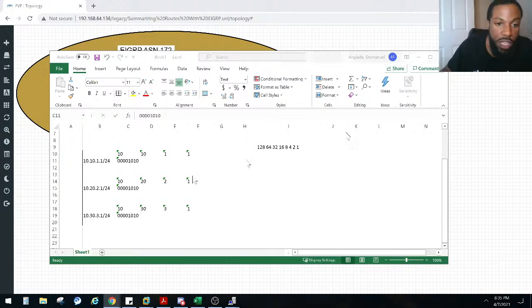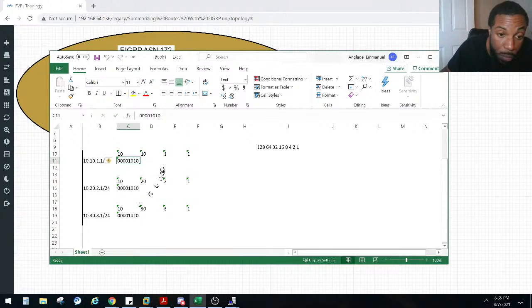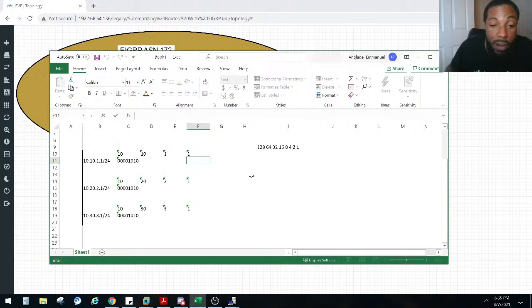Okay, so we got those 10s, right? That's converted into binary. Now we have to take these numbers and convert them into binary: the third octet, and then that last one. 1 is easy. It's all 0s and a 1, right? Because this is going to be a 0, a 0, 0, 0, 0, all the way till we get to the 1, and then we put a 1 there. That's how we convert 1 into binary: 1, 2, 3, 4, 5, 6, 7, and then 1.